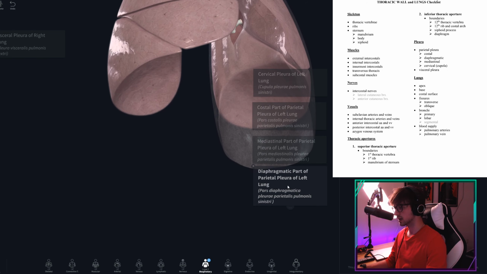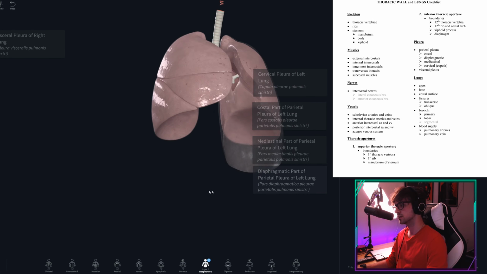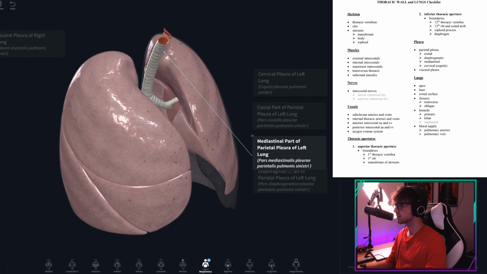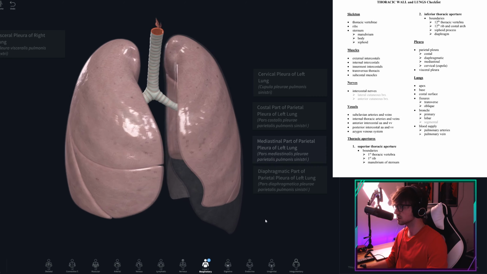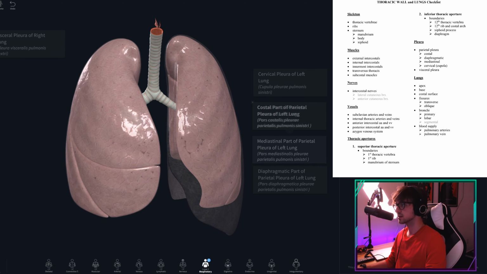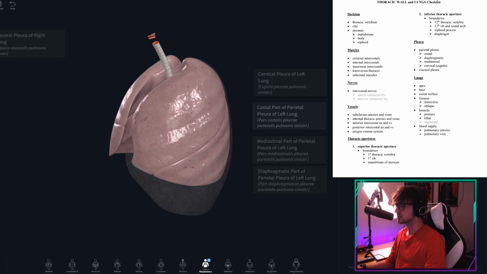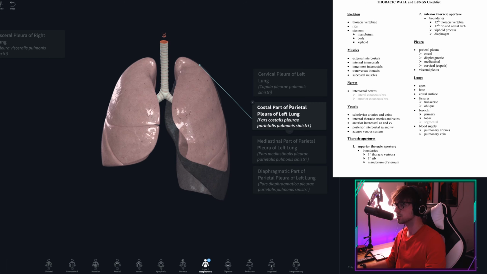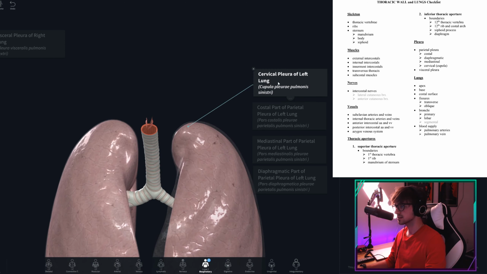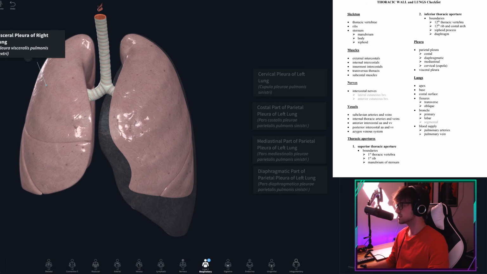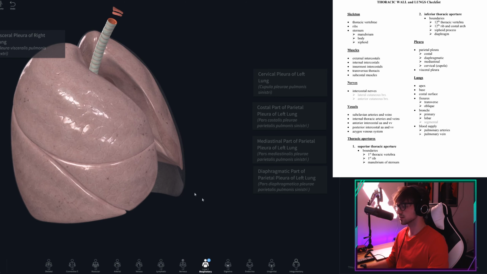You have the diaphragmatic part of the parietal pleura here, the mediastinal up here. So I'll tag that one again. Mediastinal part of the pleura, parietal pleura that is. Costal part of the parietal pleura. I really can't rotate this, it just wants to show me one view of it. And then lastly, the cervical pleura, part of the parietal as well. And then the visceral pleura, it's just the covering of the lung itself, it looks like.